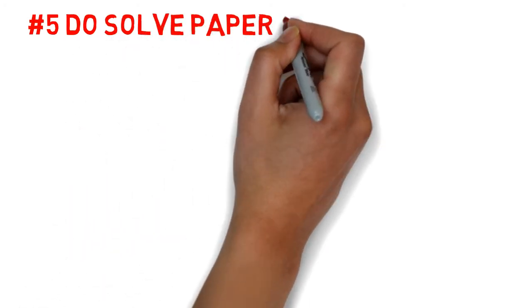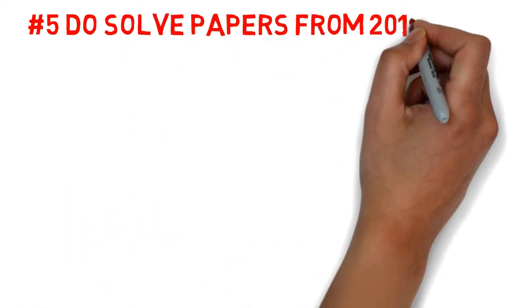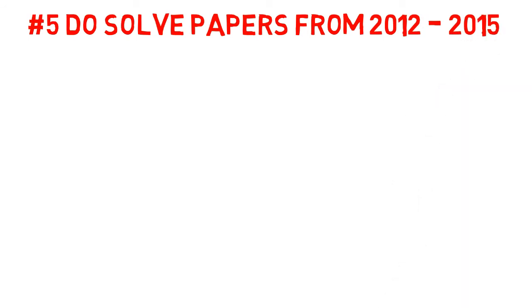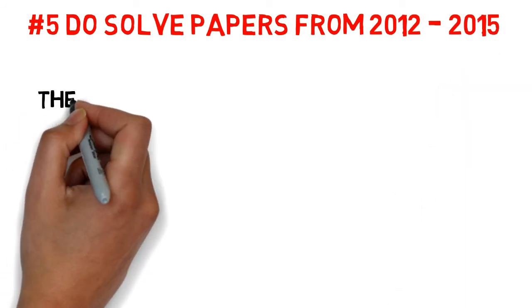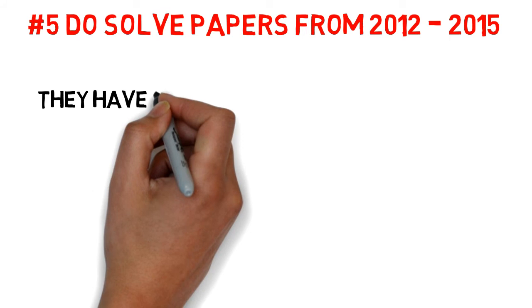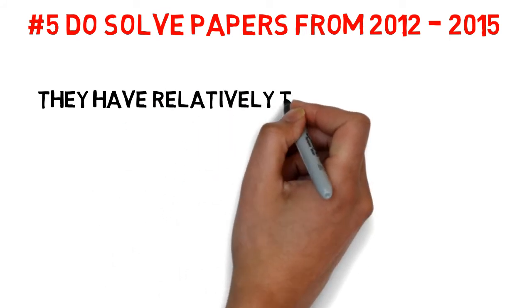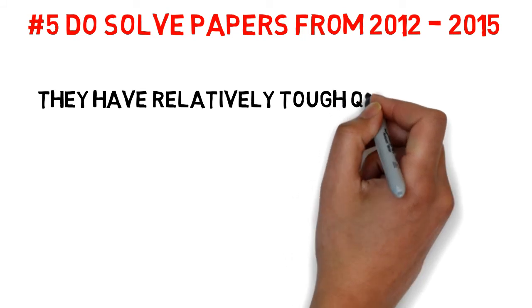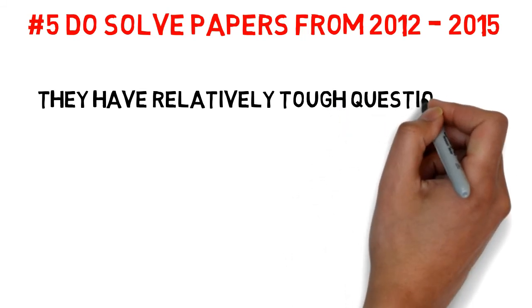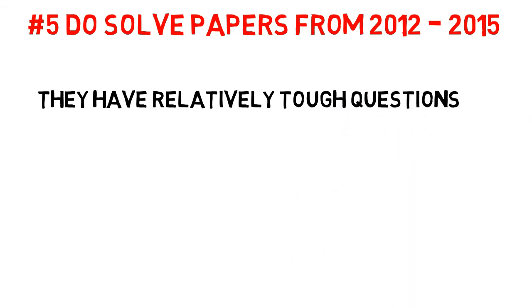Next we move on to point number 5, which is do solve the papers from 2012 to 2015. Now why do I say so? Because while I was solving those papers, I found that the questions were relatively tough, so make it a point to solve these papers. During these years, I felt that you need to think out of the box to find the most efficient way of solving.